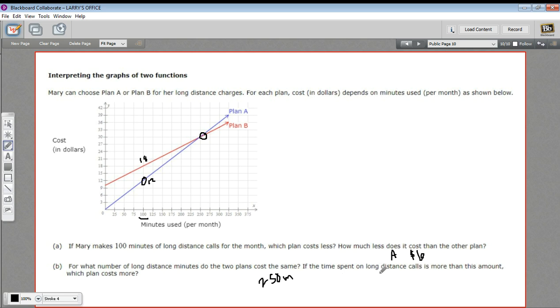And then it says, if the time spent on long distance calls is more than this amount, which plan costs more? And that again is plan A. After 250, it ends up costing more. So that's plan A. So that is a little bit of work interpreting the graphs of a couple of functions.